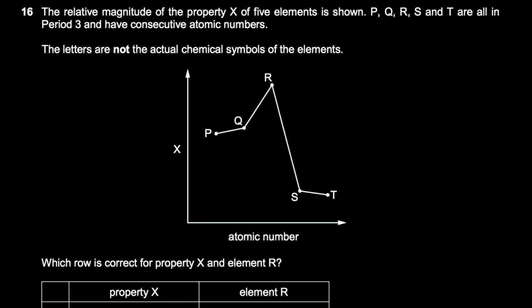The relative magnitude of the property X of 5 elements is shown. P, Q, R, S, and T are all in period 3 and have consecutive atomic numbers. The letters are not the actual chemical symbols of the elements. Which row is correct for property X and element R?